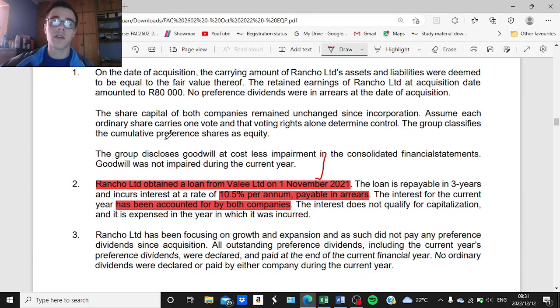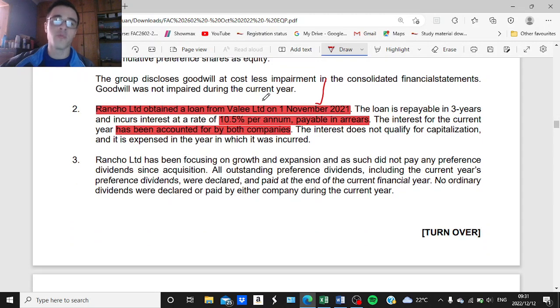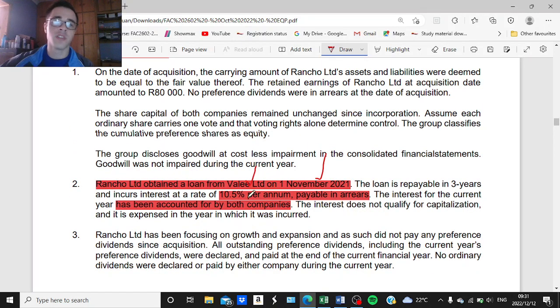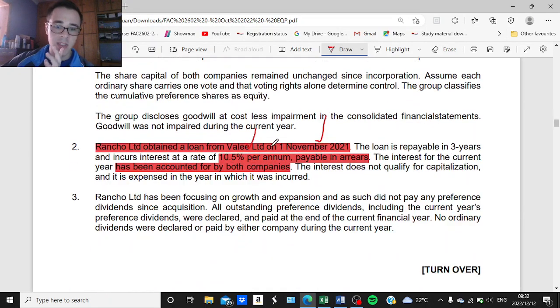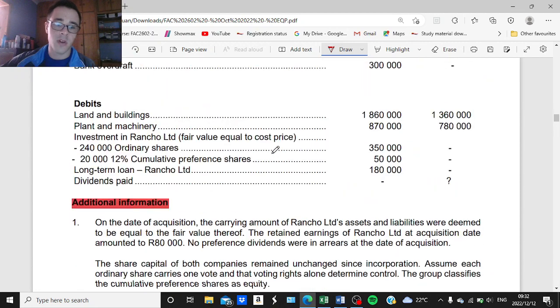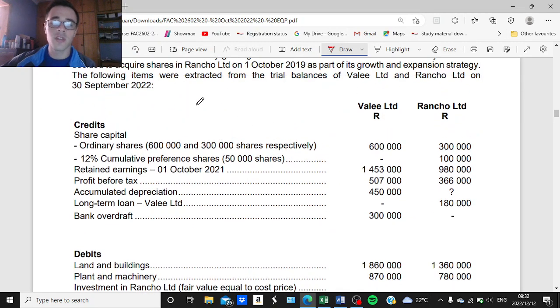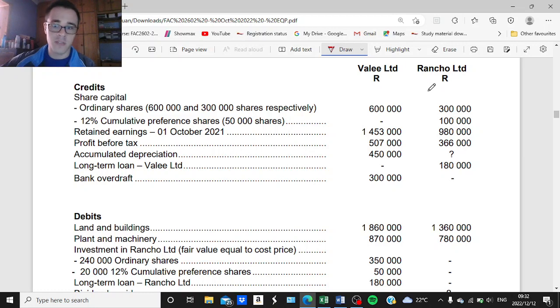Okay, and since Rancho Limited obtained the loan from Valley Limited, Valley Limited would have received the interest on the intergroup loan. So in other words, what I'm trying to say here is that the parent has recorded the interest for the year in its other income, because they are the ones who granted the loan to Rancho Limited. Okay, so Valley Limited granted the loan. So in other words, Valley Limited would have received the interest, and therefore they would have recorded it as part of other income.